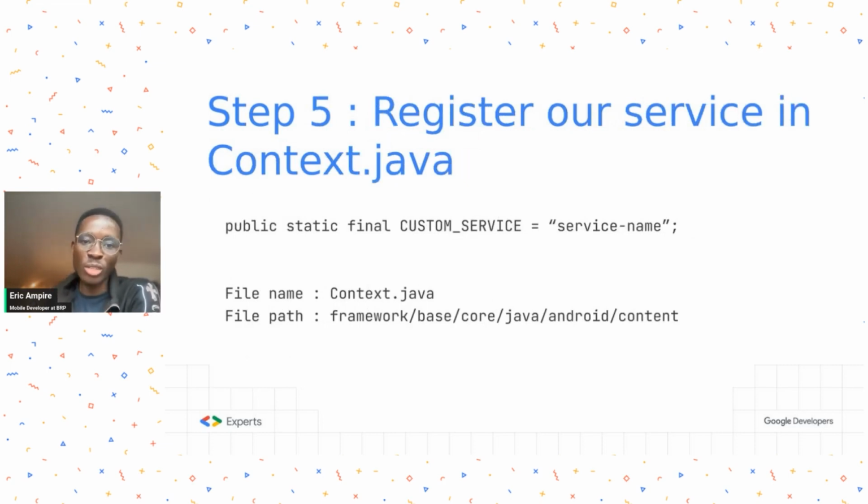In step 5, right, we need to register our service in the context, because as you know, to get access to a particular service, the name of that service is kept in a constant variable that is present in Context.java. That's why most of the time we need to do something like Context dot the name of the service before calling that particular service. In our case, we can just add a new line into Context.java by providing the name of that particular service, just making sure that this name is unique to avoid any conflict.